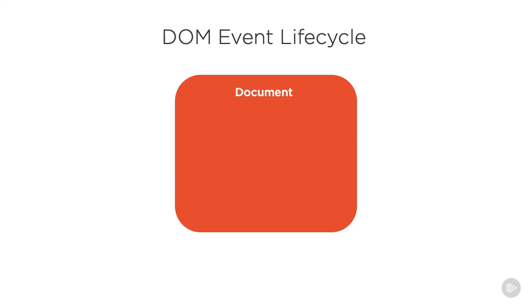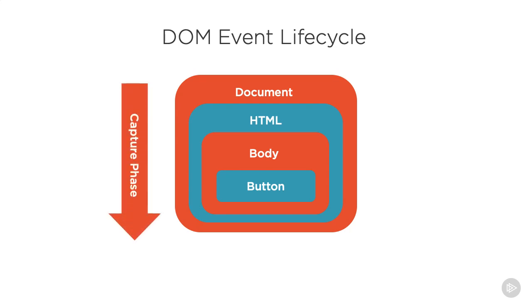Let's begin by looking at all of the nested parts that make up that simple HTML snippet we just saw. At the core is a document, and nested inside that is an HTML tag, a body tag, and at the very center of all this is that button. When a user clicks that button, the capture phase is initiated, and an event is dispatched and will travel from the outermost element, which in this case is the document, all the way down until it gets to the parent element of the one that was fired.